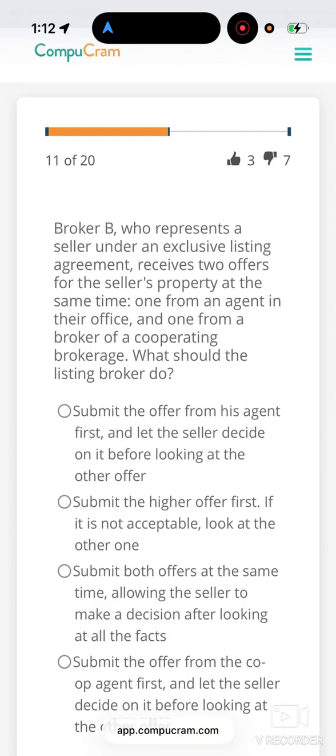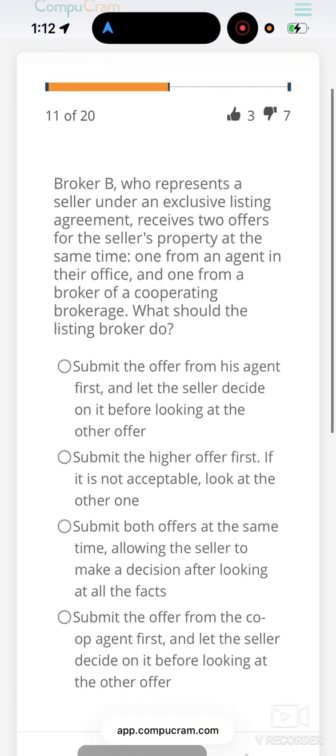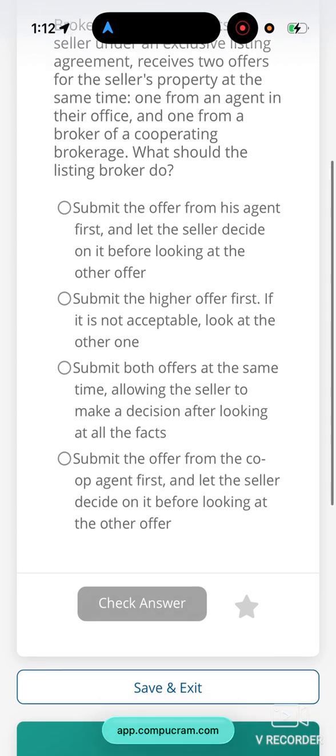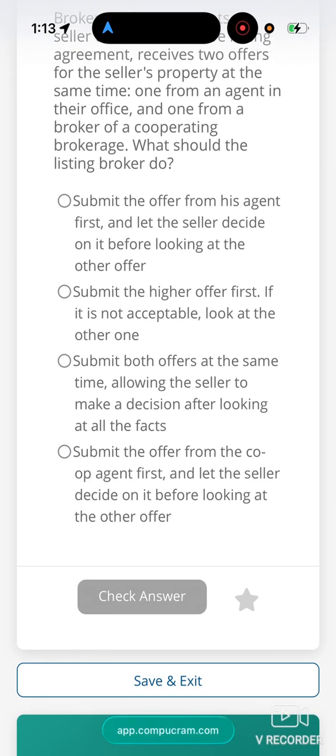Broker B, who represents a seller under an exclusive listing agreement, receives 2 offers for the seller's property at the same time. One from an agent in their office and one from a broker of a cooperating brokerage. What should the listing broker do? Submit the offer from his agent first and let the seller decide on it. Nope, wrong. Submit the higher offer first. If it is not acceptable, look at the other one. Submit both offers at the same time, allowing the seller to make a decision after looking at all the facts. Let's go with C. And the last option was submit the offer from the co-op agent first and let the seller decide on it before looking at the other offer.